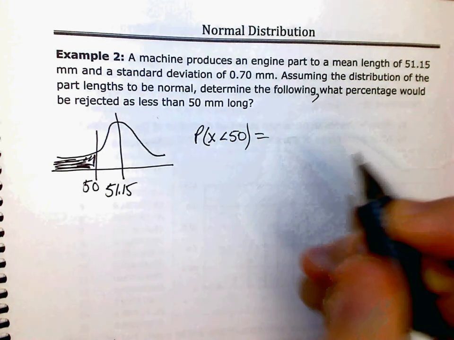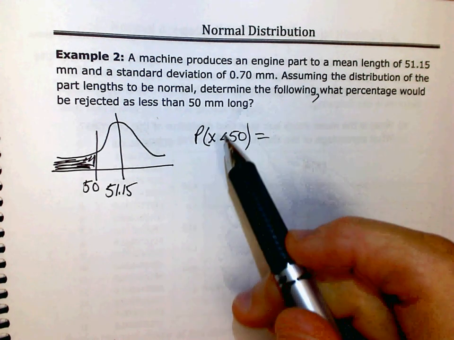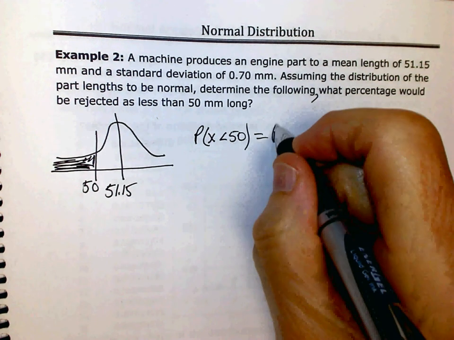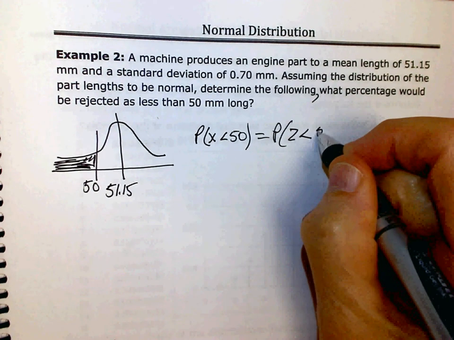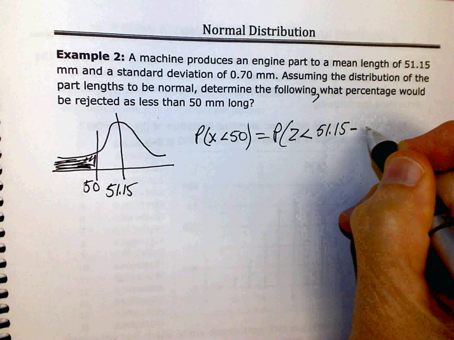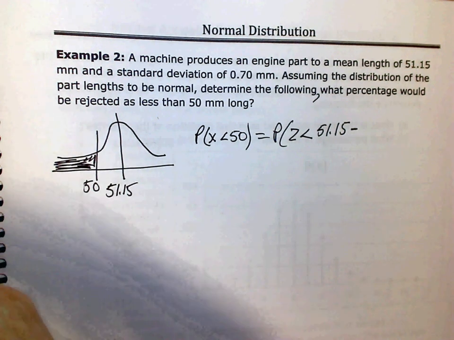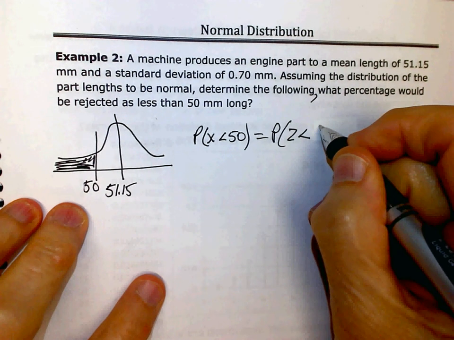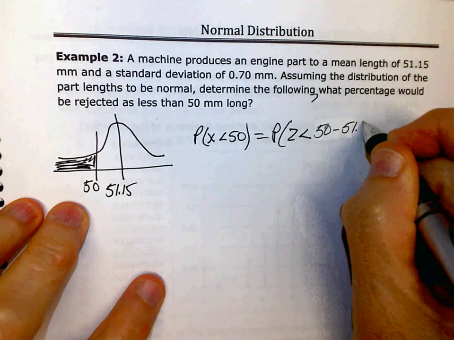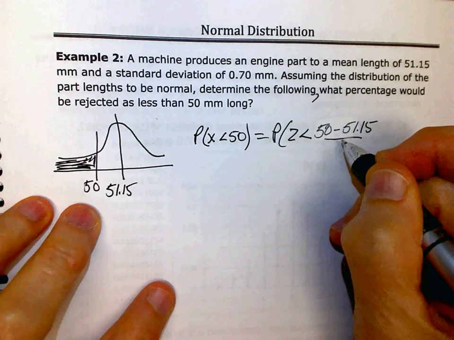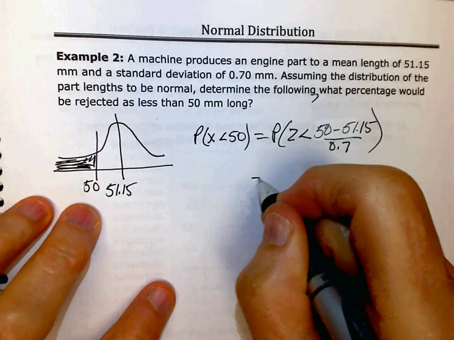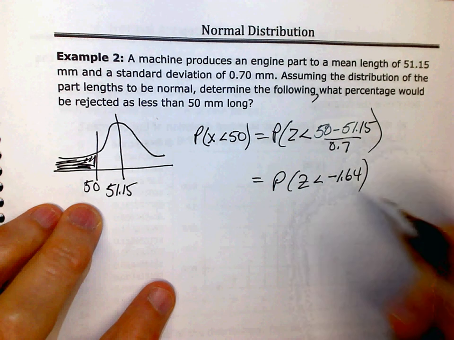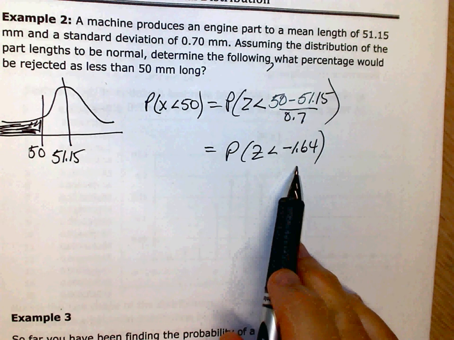Well, I can't look up 50 on the table because the table is for a mean of 0. So we go, this is equal to the probability z is less than, sorry, I'm doing it backwards. It's the x value minus the mean. So it's 50 minus the mean all over 0.7. That's equal to the probability z is less than negative 1.64. So there's your z-score with 2 decimal places.